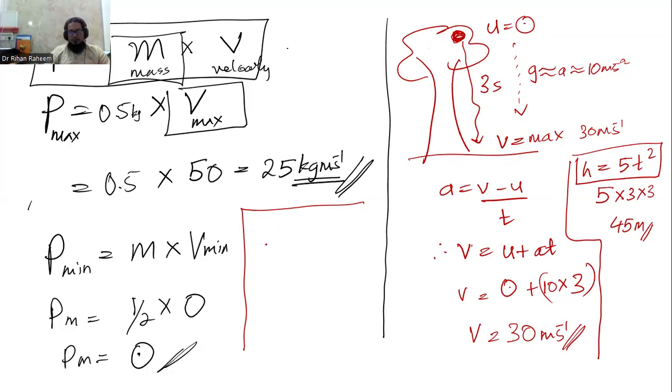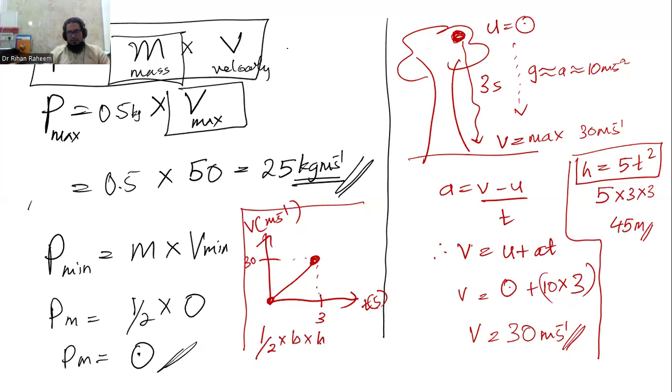If you are drawing the graph method, we'll do that also. Graph method, initially it was 0. At the end of 3 seconds, what was the velocity? We found it out, 30. We'll draw the graph. If we know the starting point and the ending point, we can draw the graph. We'll use the graph method and see half into base into height. That is a maths equation, the area of a triangle, half into base into height.